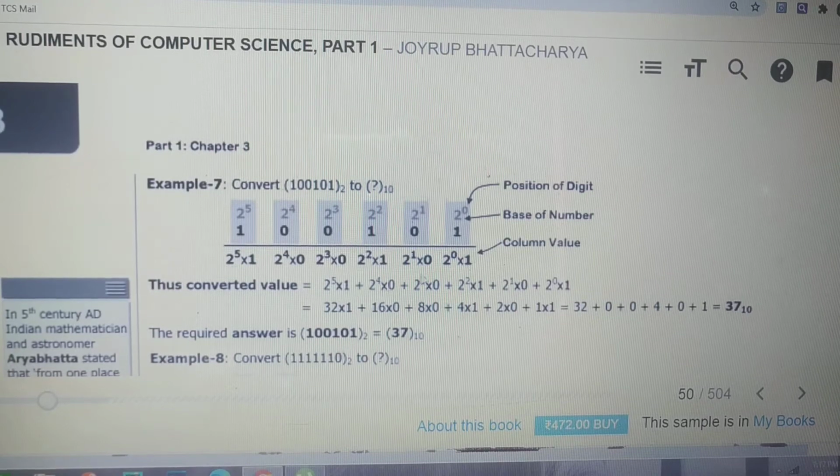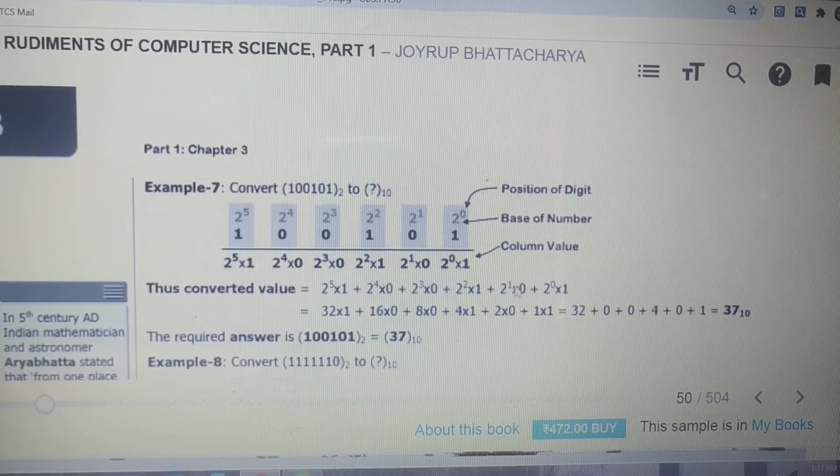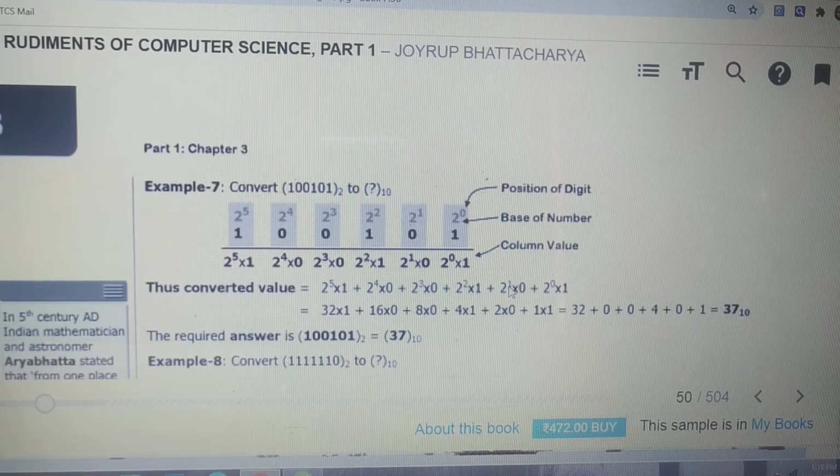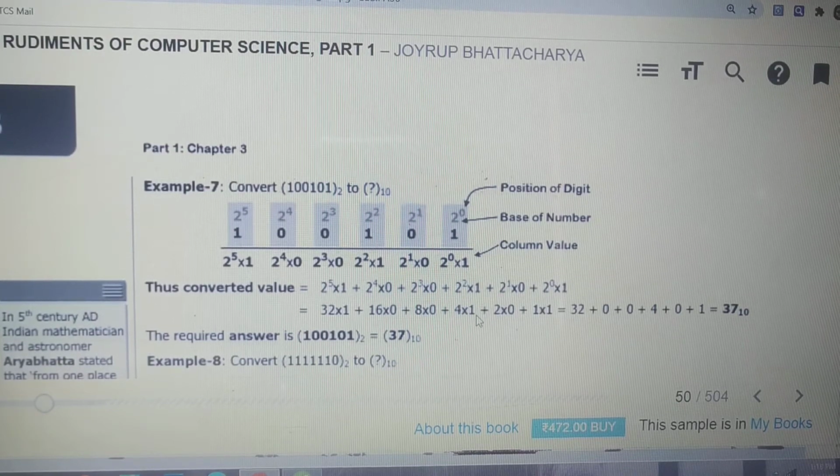In this way we multiply each value. Any base to the power 0 is 1, whether the base is 8, 2 or 16. So 2 to the power 0 is 1, and 1 into 1 is 1. 0 into 2 to the power 1, which is 2, gives 0. 2 to the power 2 is 4, so 4 into 1 is 4.